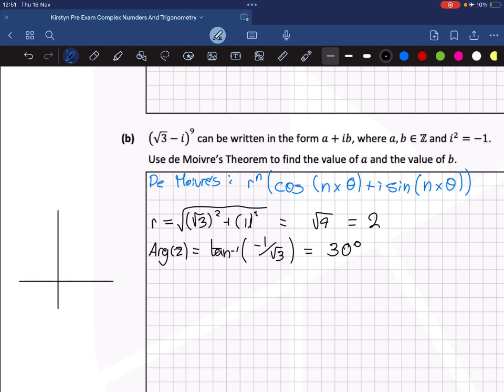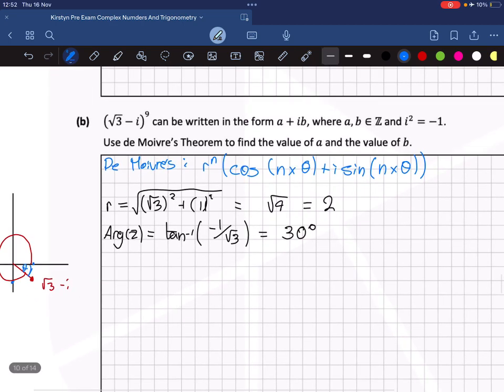Well, the point root 3 is going to be somewhere here, and we know that the point minus 1 is going to be here. So this right here is root 3 minus i. So I want to find the angle. The angle is always measured from the positive x-axis, so it's going to go from here all the way around. But it's the same as finding this angle here and taking it away from 360, which is what we just did. So we have to then say 360 minus 30 is equal to 330 degrees.